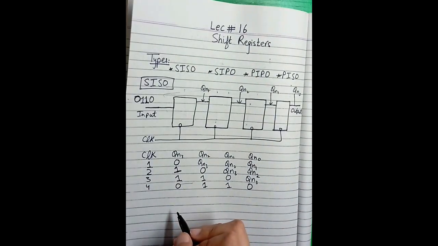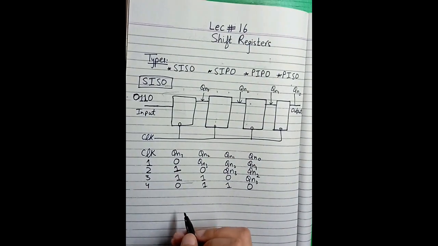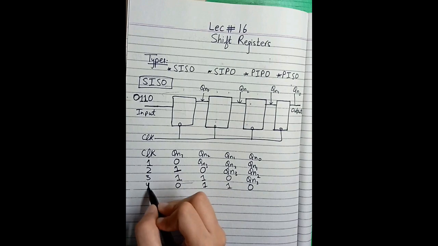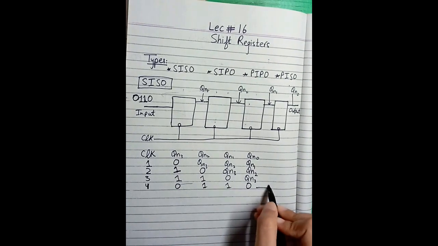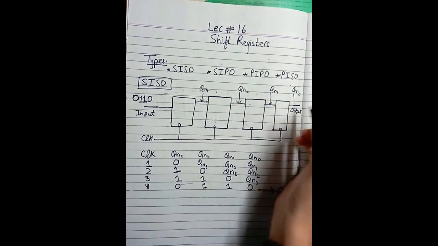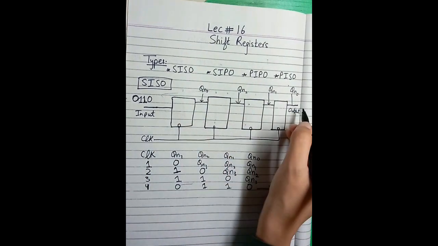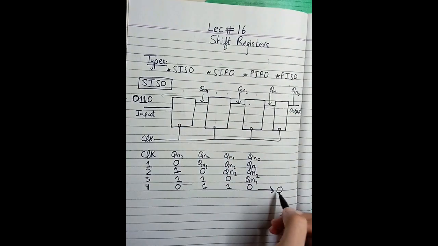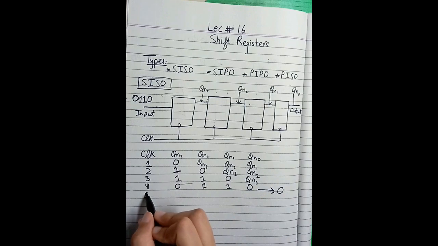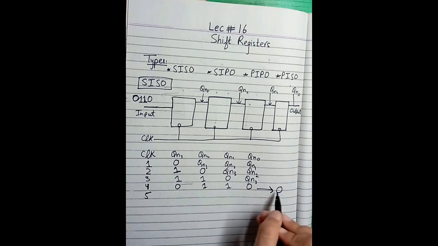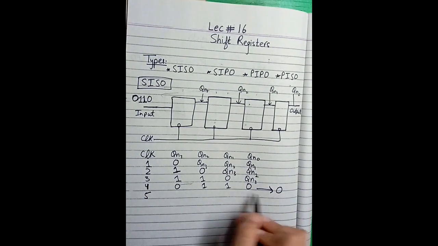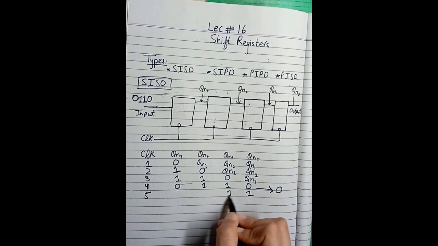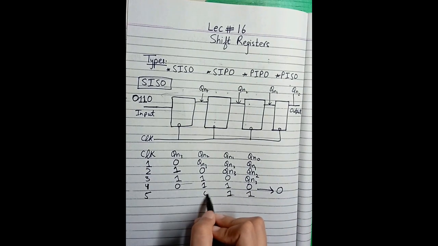So as we have serial input, serial output, after 4 clocks we have the output 0. When we go serial-wise, we will have the output 0 after 4 clocks. On the 5th clock, as we have this as the output, this one will move forward, this one will be here, and this 0 is here.